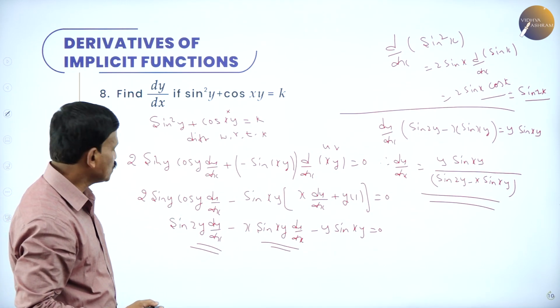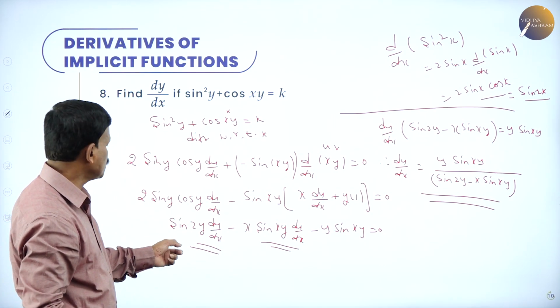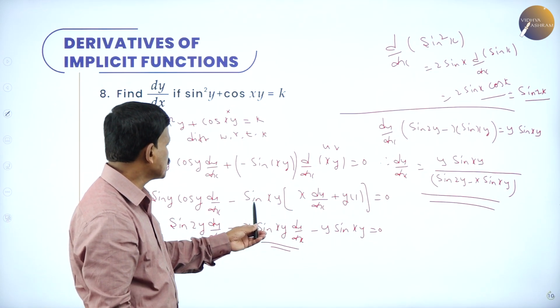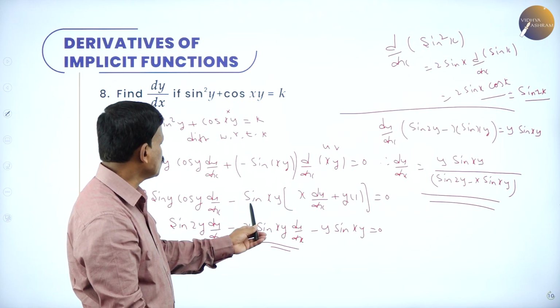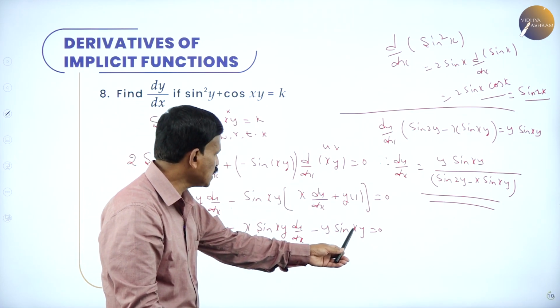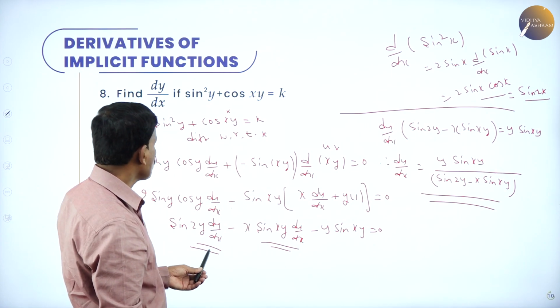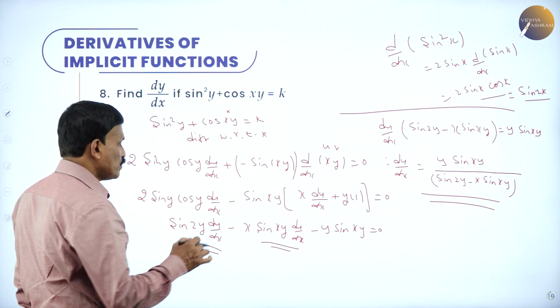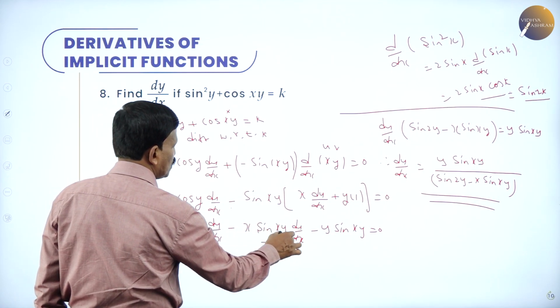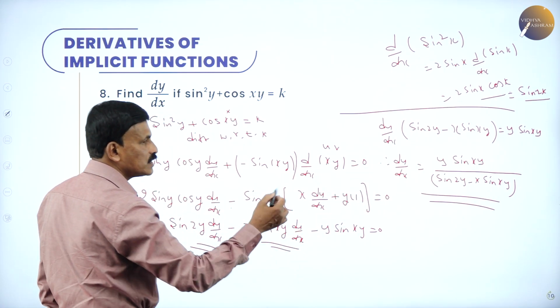Now 2 sin y cos y can also be written as sin 2y. Multiple angle of a: sin 2a is 2 sin a cos a. Sin 2y is 2 sin y cos y. Minus multiply by this sin xy, x into minus sin xy dy by dx, minus into plus it is minus y sin xy. Just equate the terms which contain dy by dx, that is sin 2y dy by dx minus x sin xy dy by dx is equal to y sin xy.